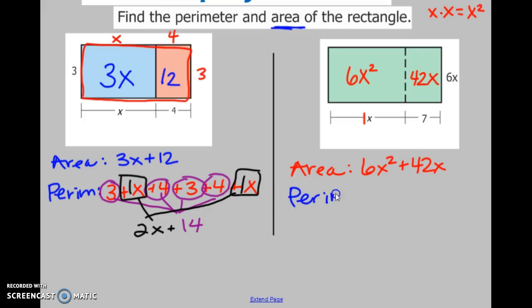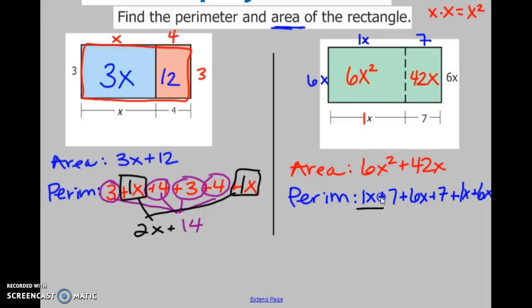Then finding our perimeter. Perimeter, adding up all the sides. Here we have 1x plus 7 plus 6x plus another 7 plus another 1x plus the left side is also 6x. Running out of room there.